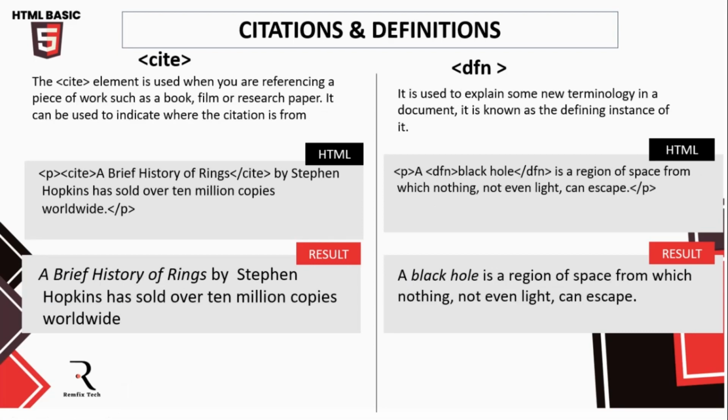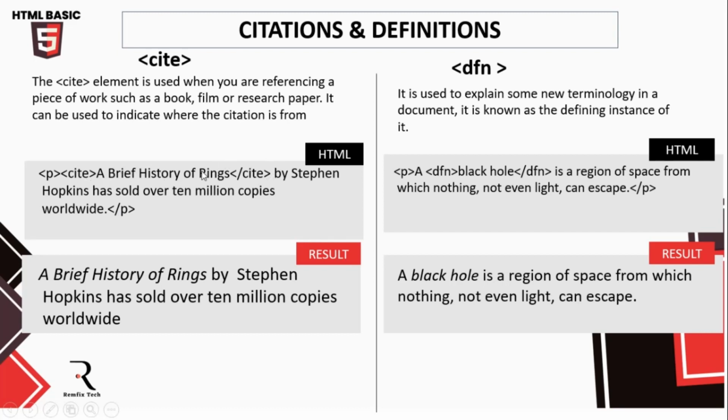Okay, all right, so let's go to the next slide. We also have citations and definitions. For citations, the tag used to represent citations is cite, and the cite element is used when you are referencing a piece of work such as a book, film, or research paper. It can be used to indicate where the citation is from. I have the example, this paragraph, and inside the paragraph I have what I've cited, with the opening tag and also the closing tag.